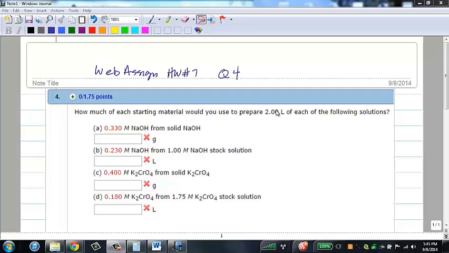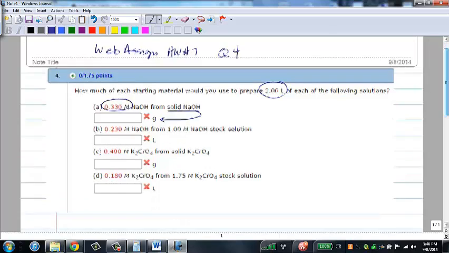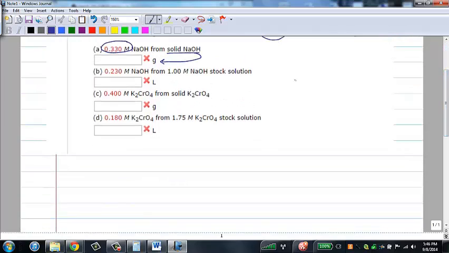In this problem, we're being asked how much of each starting material we would use to prepare 2 liters of each of the following solutions. So in part A, we're making a solution that has a molarity of 0.330 molar, and we're starting from solid NaOH. So they want to know the grams of solid NaOH we would need in order to make 2 liters of this solution. In all of these problems, we will basically be using the definition of molarity again.